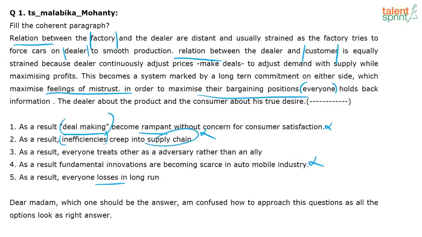Everyone treats other as an adversary rather than an ally. So you have an adversary who's not a person who is supporting you or helping you, who's not a friend, rather than an ally. So ally means alliance, right? Somebody whom you form relationships with, a partner, a supporter, a friend. So where were we? So 3rd I've kept in the parking lot. 5th, as a result, everyone loses in the long run.